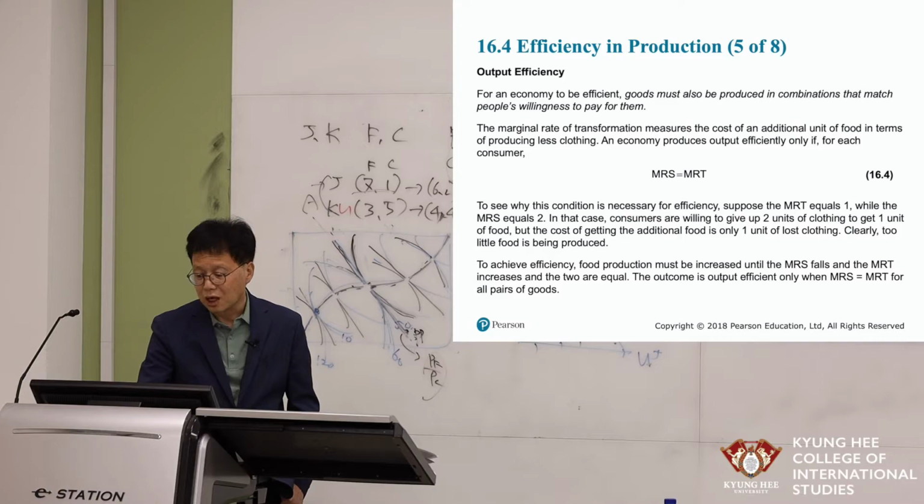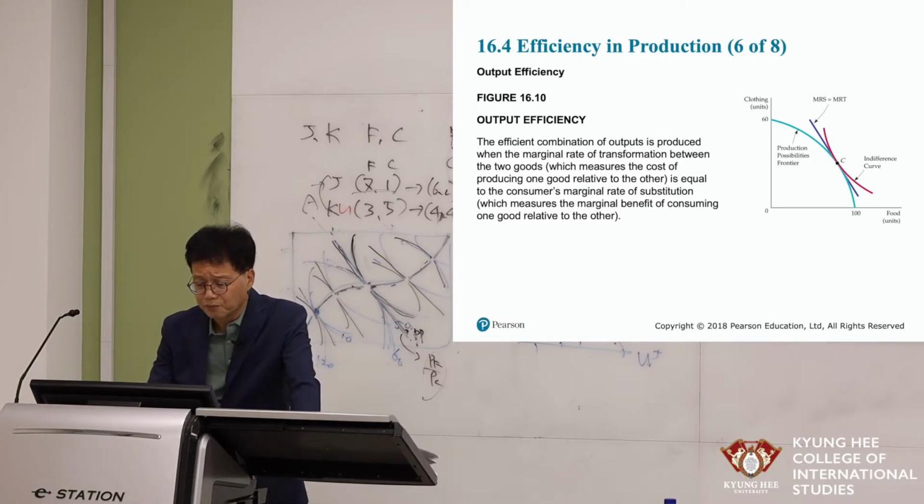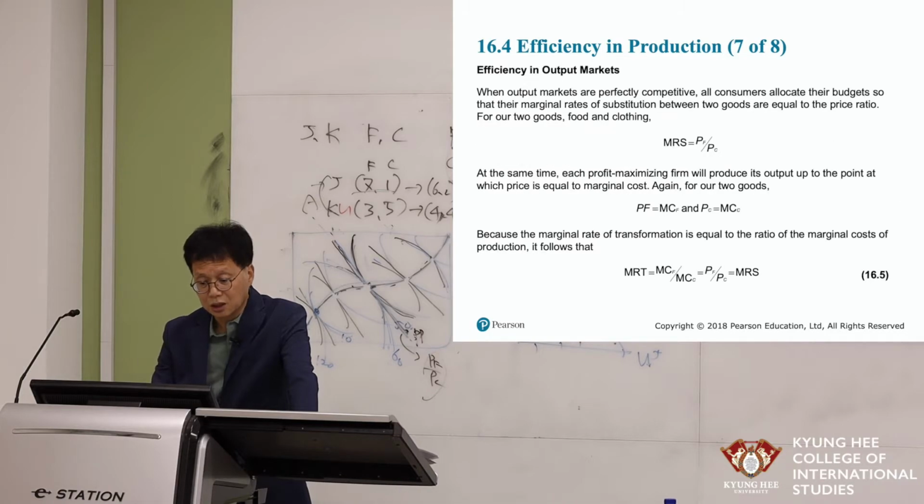The outcome is output efficient only when MRS equals MRT for all pairs of goods. Okay, so graphically like this. Output efficiency: the efficient combination of output, food and clothing, is produced when the marginal rate of transformation between the two goods is equal to the consumer's marginal rate of substitution, which measures the marginal benefit of consuming one good relative to the other. So the production possibility frontier and the indifference curve are tangent with each other. Okay? That is output efficiency.